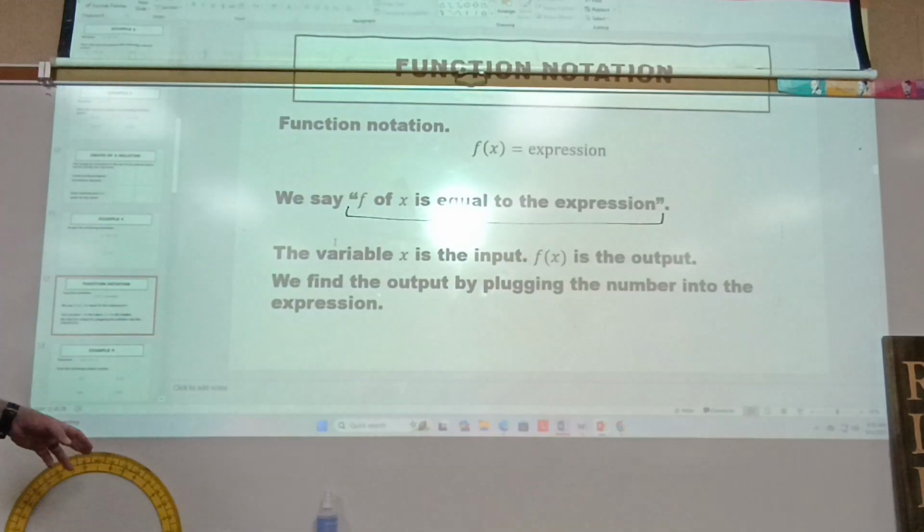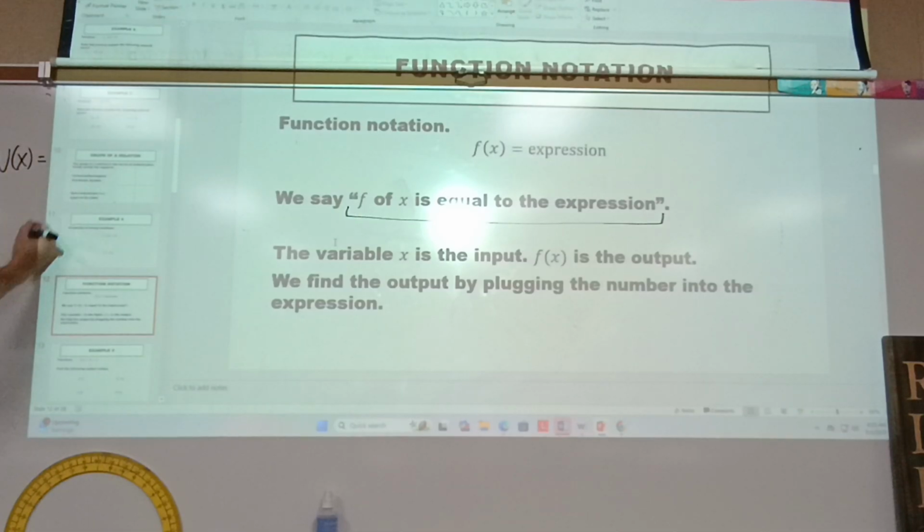Now, do I have to use those letters? Absolutely not. If I'm doing something like number of widgets I make equals my profit, you could actually do n of x equals something. You can do any letter you want, actually. And sometimes they will do that.